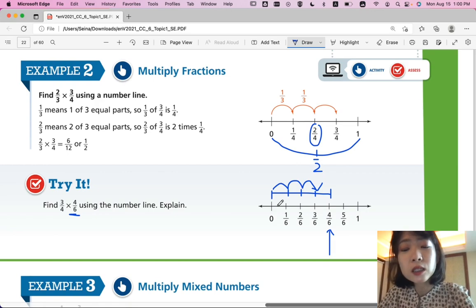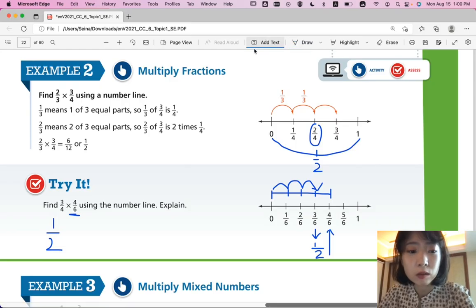And so that just means you have 1/6, 2/6, and 3/6. And 3/6 is equivalent to, if you simplify, divide both of them by 3 and you get 1/2. So the answer for this one is also 1/2. Explain using words as well.